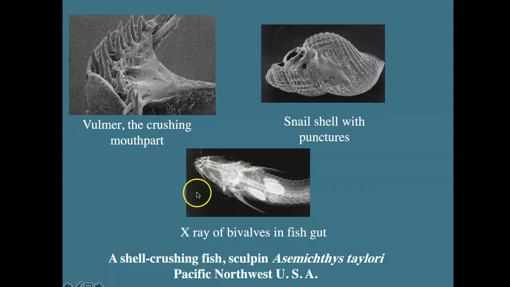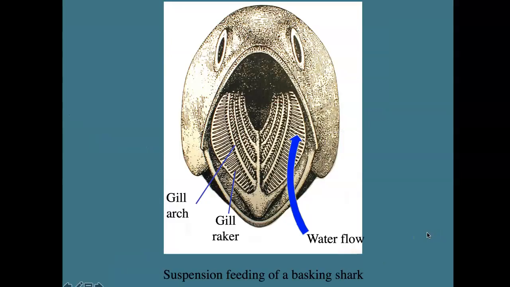So this is just some different structures. This was actually from a sculpin, and these guys are shell crushers. You can see here are their teeth that they would use to crush into something like a snail shell. And then sometimes they just eat the invertebrates whole. So you can see these are bivalves in the fish gut of a sculpin. So kind of interesting. And then, like I just talked about, we do have suspension feeders as well.